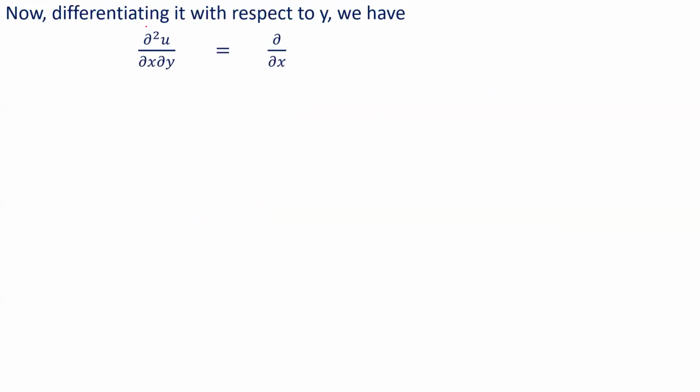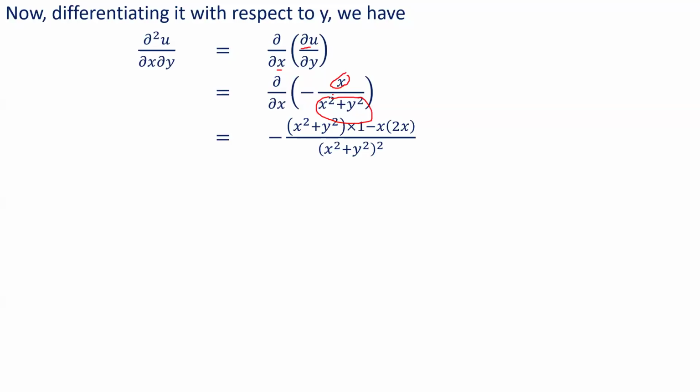Now we want to find the partial derivative of u with respect to x and y. So we have the partial derivative of del u del y with respect to x, and in the last step we obtained del u del y as minus x upon x square plus y square. Again, we use the division rule because numerator and denominator both are functions of x. So let us use the division rule. Denominator times the derivative of x, which is 1, minus numerator, which is x, times the derivative of x square plus y square with respect to x, which is 2x plus 0. So we can only write down 2x.